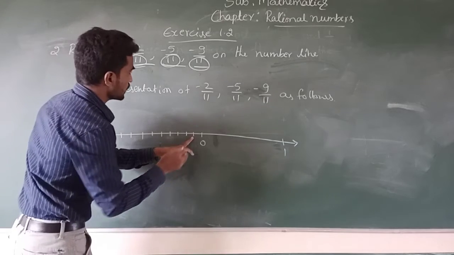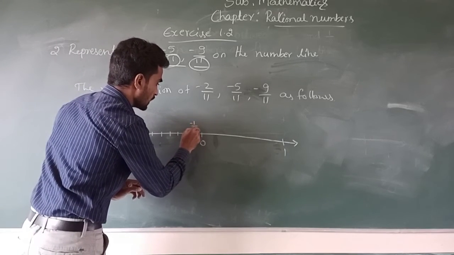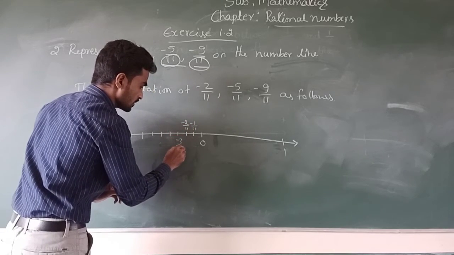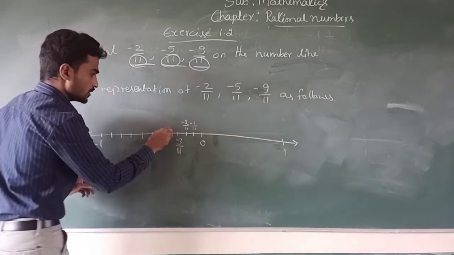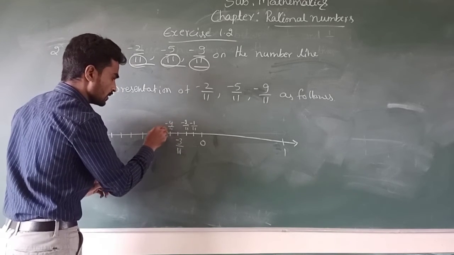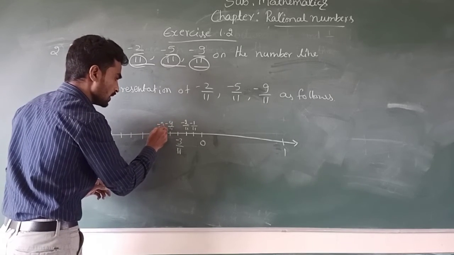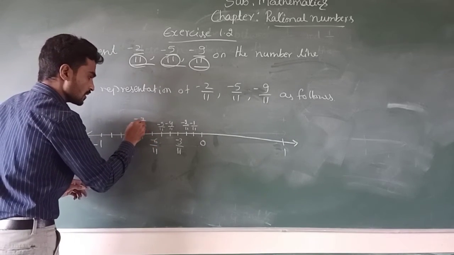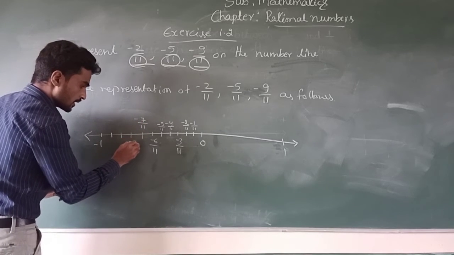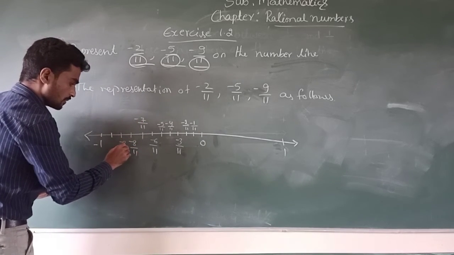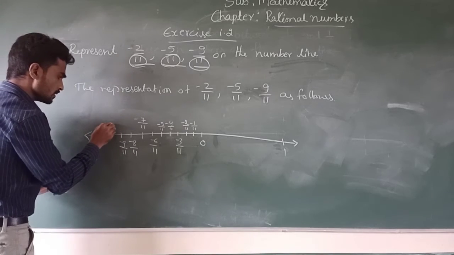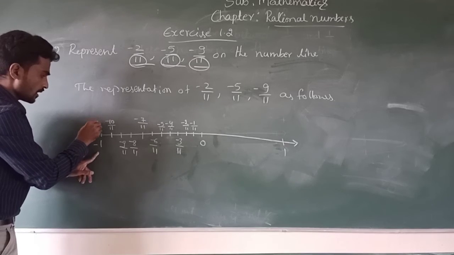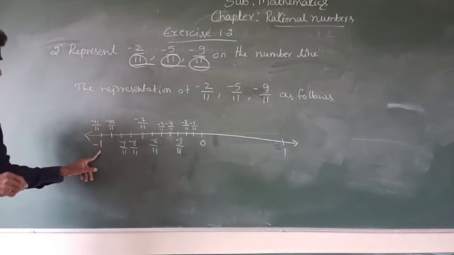Now the value of this one is minus 1 by 11. This is minus 2 by 11. This one is minus 3 by 11. This one is minus 4 by 11. This one is minus 5 by 11. This one, minus 6 by 11. This one, minus 7 by 11. Minus 8 by 11. Minus 9 by 11. This is minus 10 by 11. This is minus 11 by 11. 11 by 11, we get minus 1.